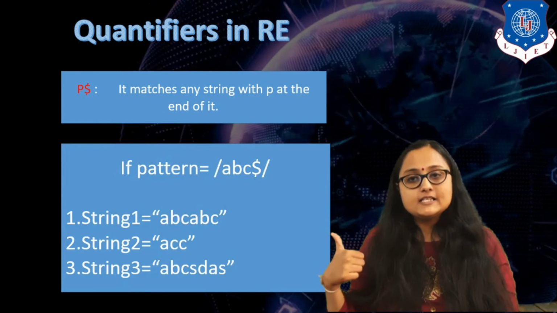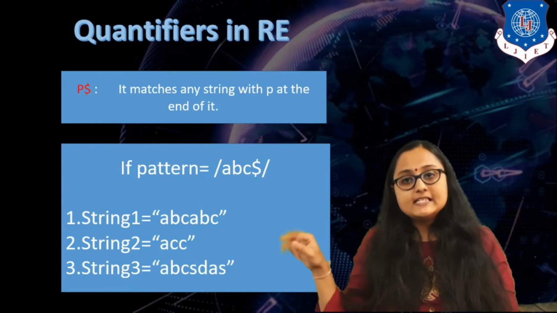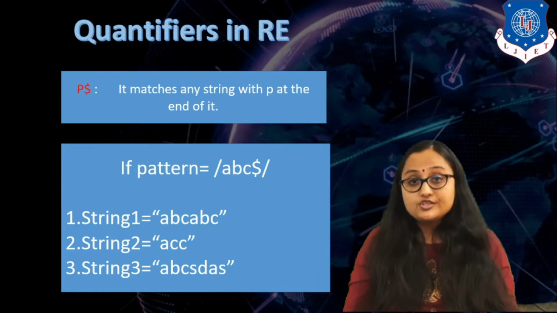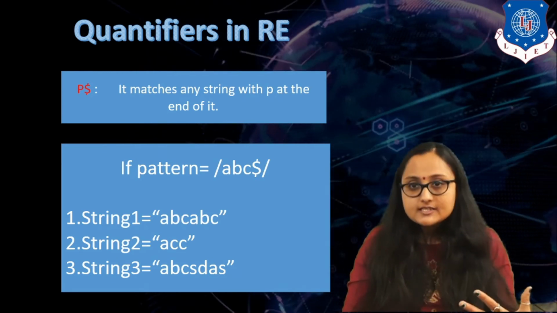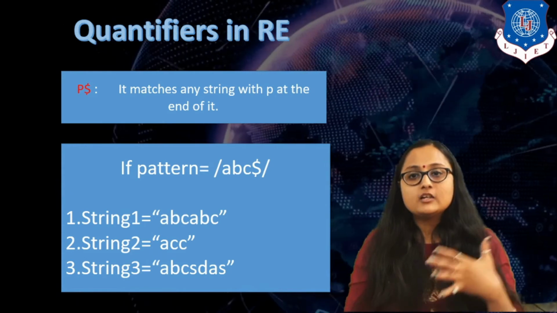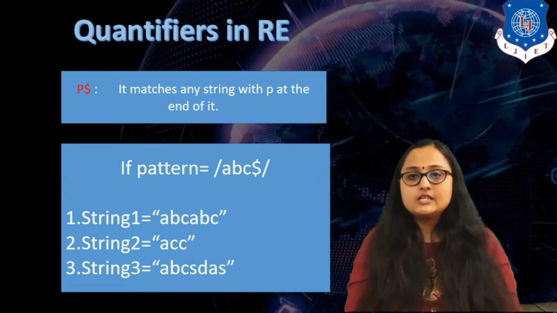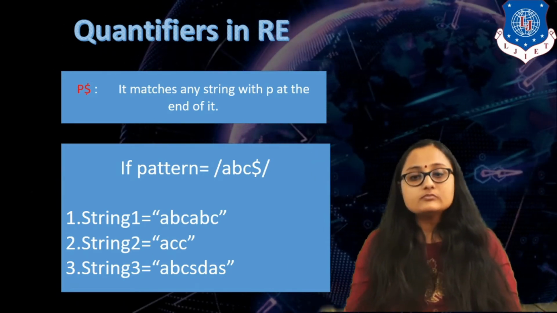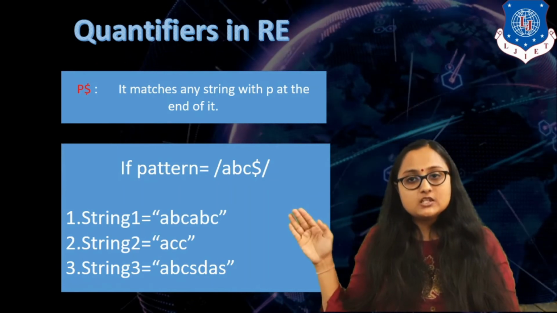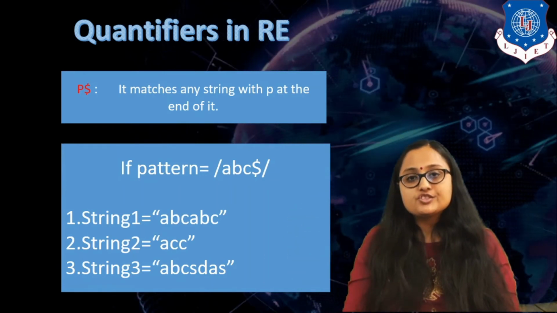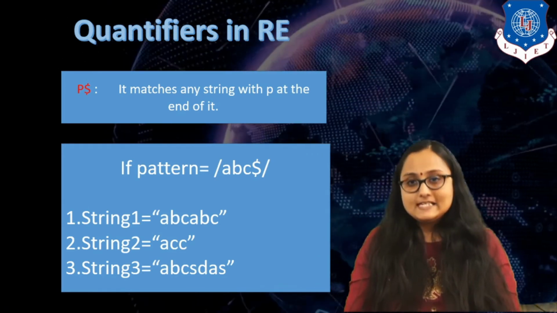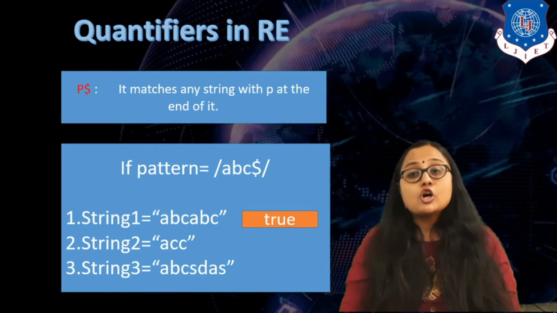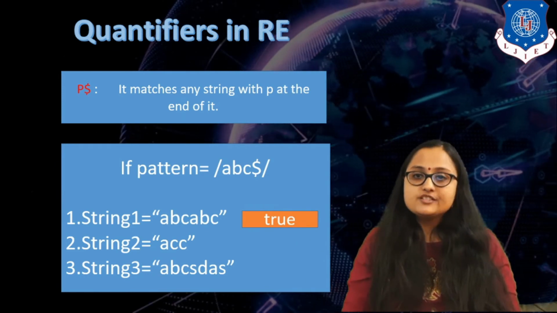If you are writing this pattern, that is A, B, C $, it will check for the string: is your string ending with A, B, C? If yes, that string is valid according to the pattern. If no, that string is invalid according to the pattern. So for this pattern ABC $, is my first string valid? It is ABC, ABC. Is it ending with ABC? Yes, it is ending with ABC. So according to this pattern, my string is valid.